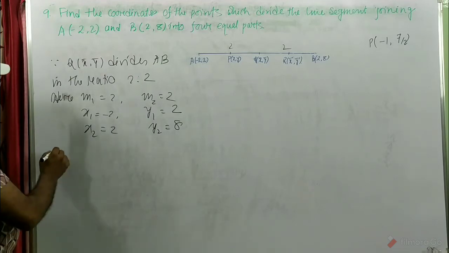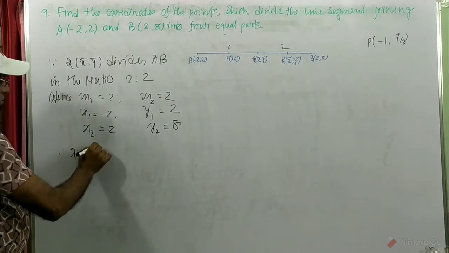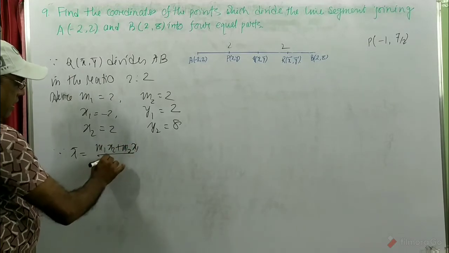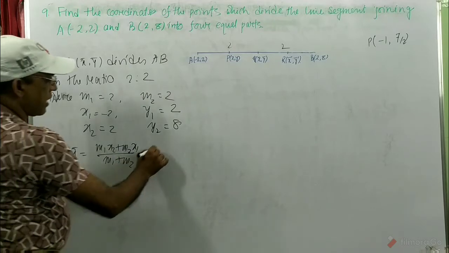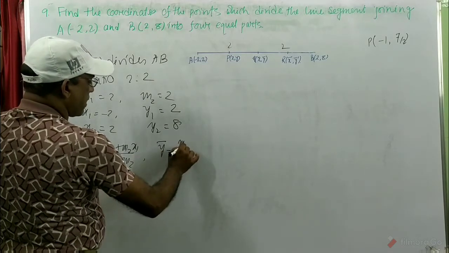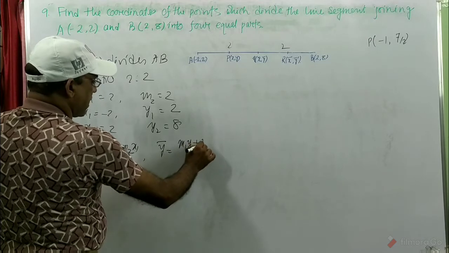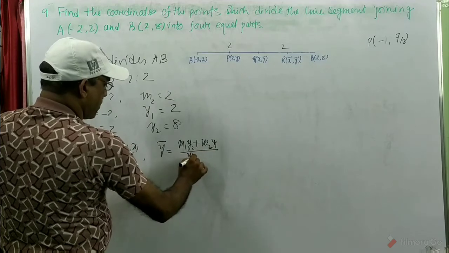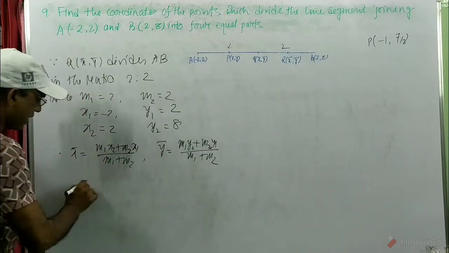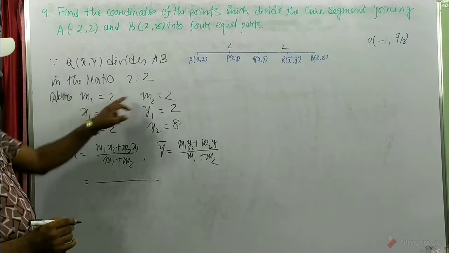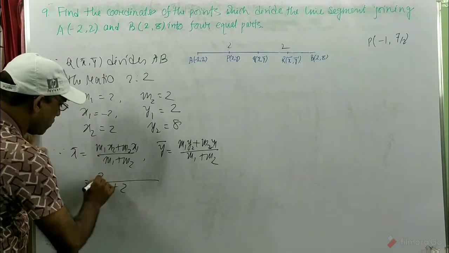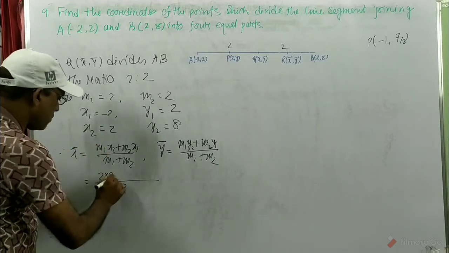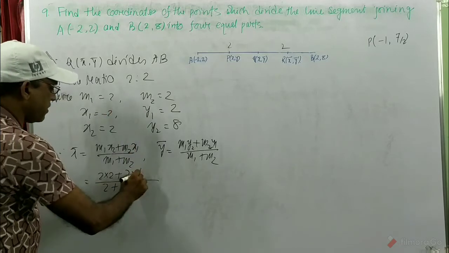Again using the section formula, X bar equal to M1 X2 plus M2 X1 by M1 plus M2, and Y bar equal to M1 Y2 plus M2 Y1 by M1 plus M2, and putting the ready-made values, M1 is 2, M2 also 2, 2 plus 2, M1 2 into X2, X2 means 2, plus 2 into X1, X1 means -2.